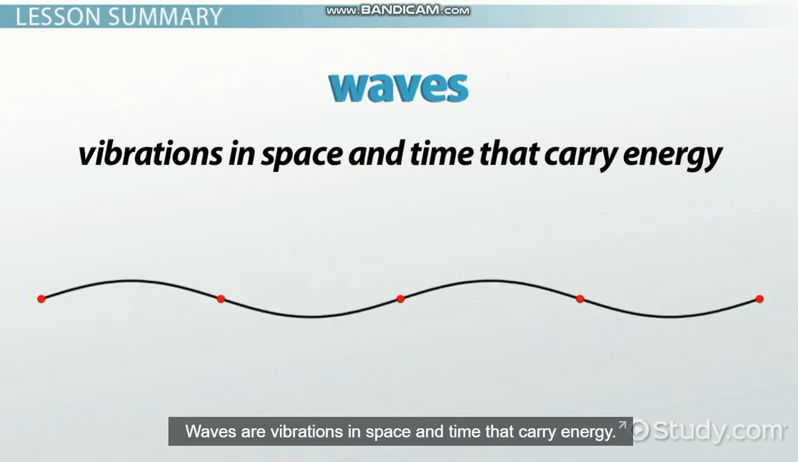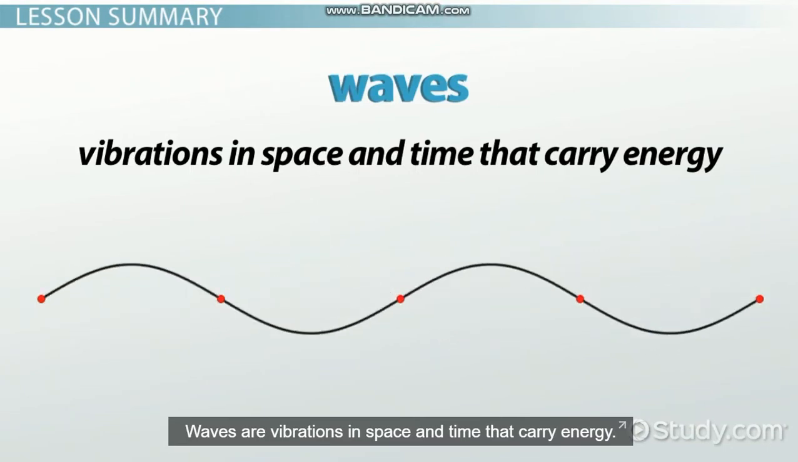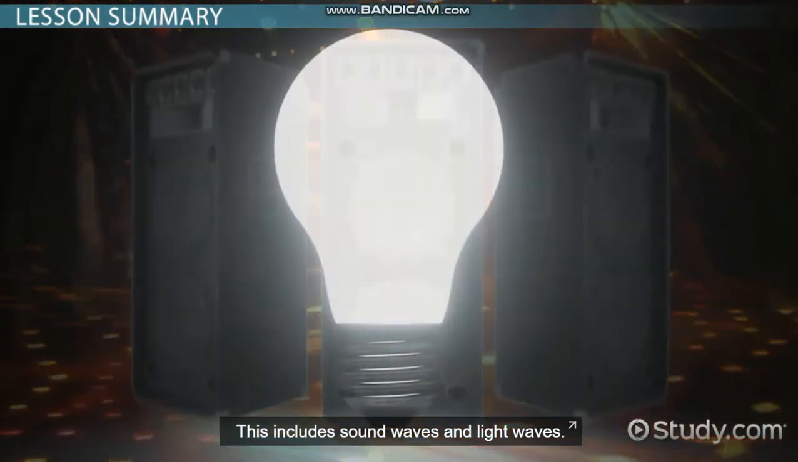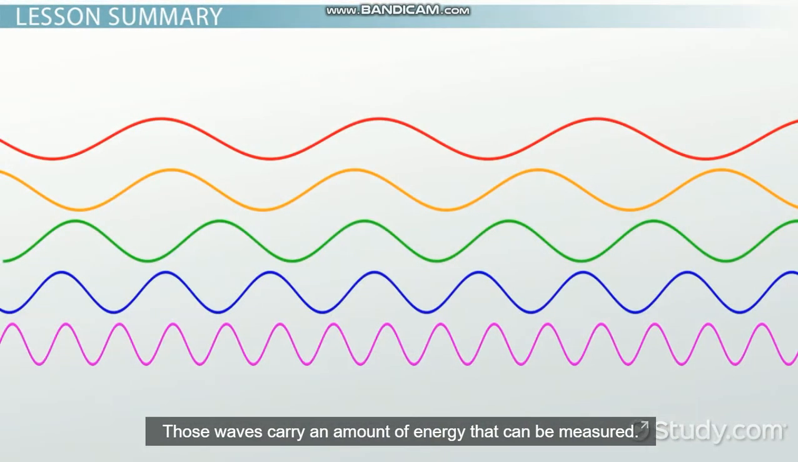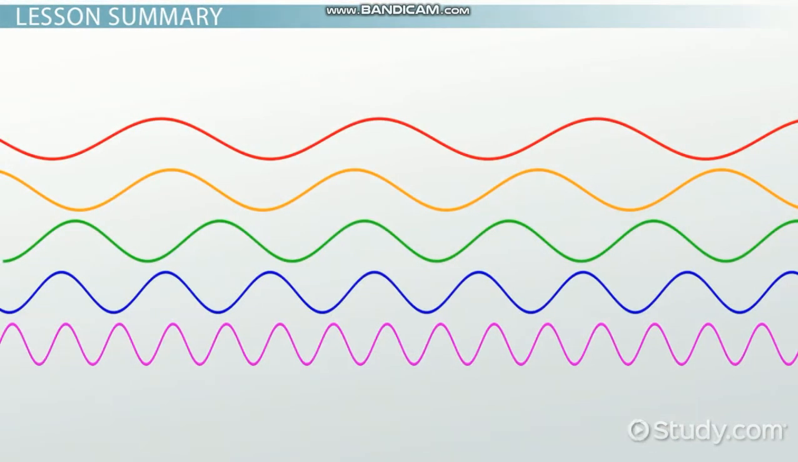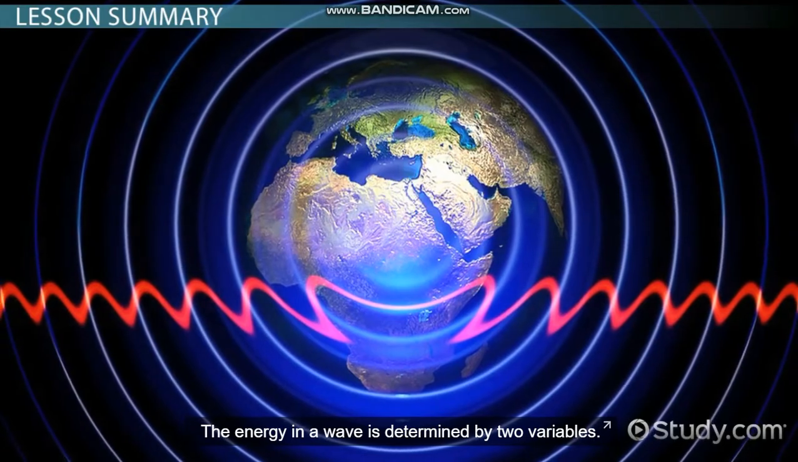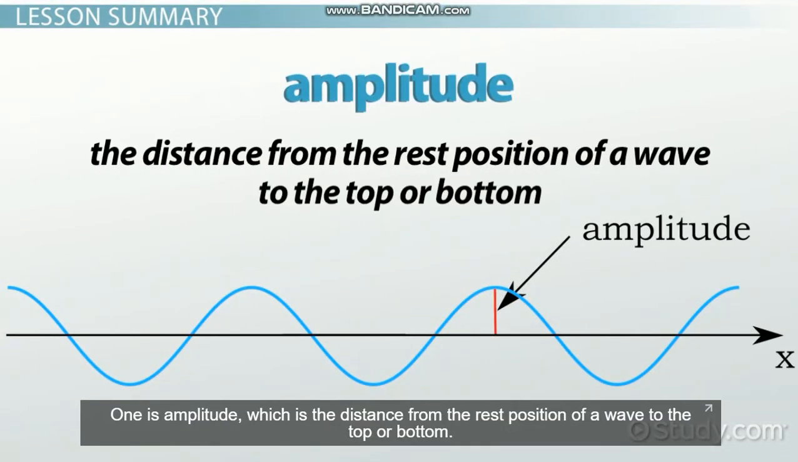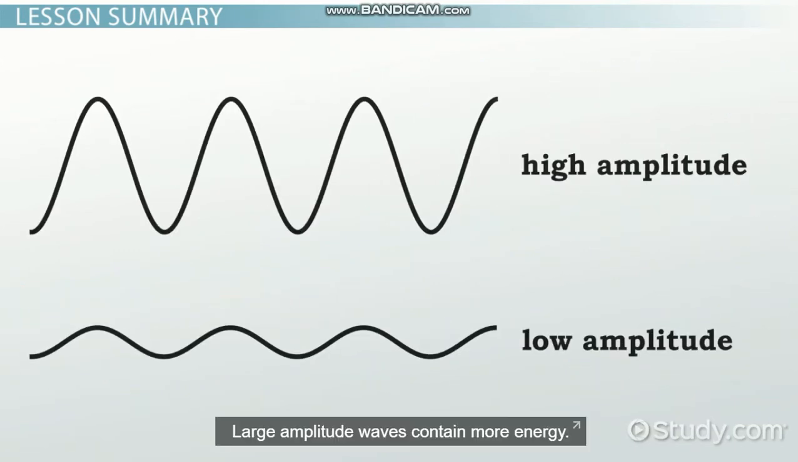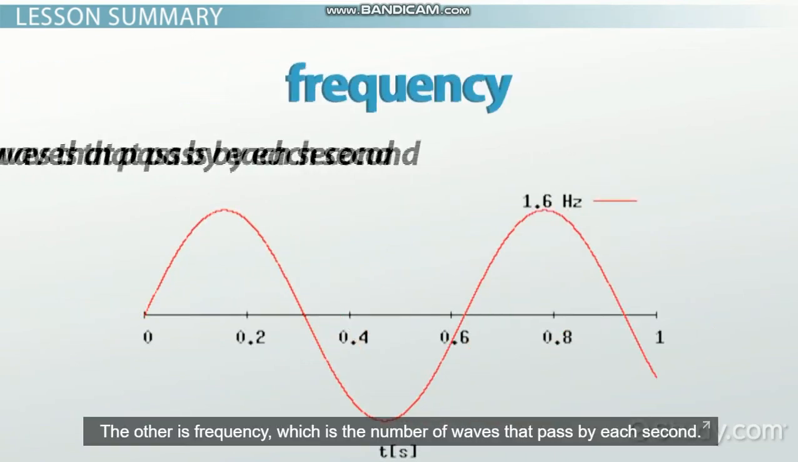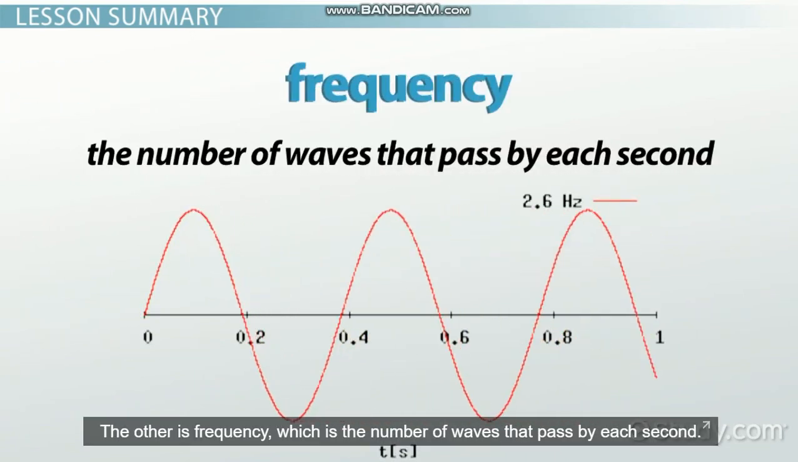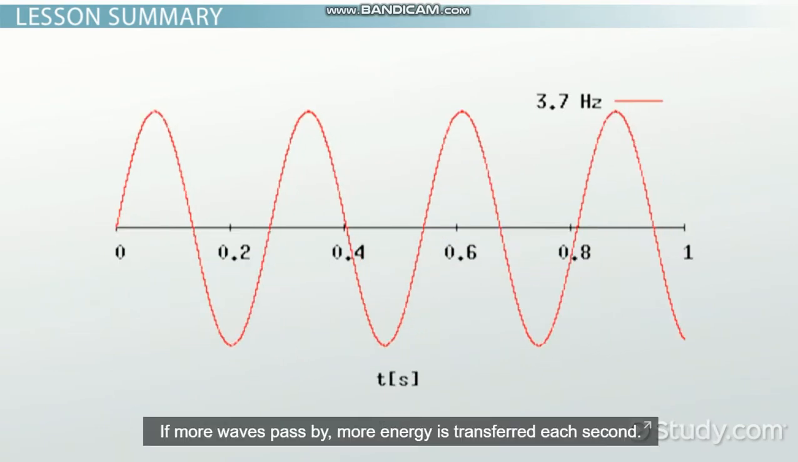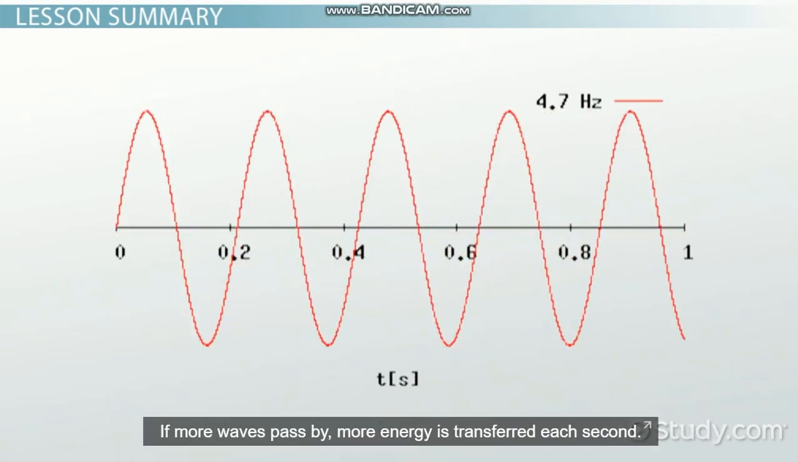Waves are vibrations in space and time that carry energy. This includes sound waves and light waves. Those waves carry an amount of energy that can be measured. The energy in a wave is determined by two variables. One is amplitude, which is the distance from the rest position of a wave to the top or bottom. Large amplitude waves contain more energy. The other is frequency, which is the number of waves that pass by each second. If more waves pass by, more energy is transferred each second.